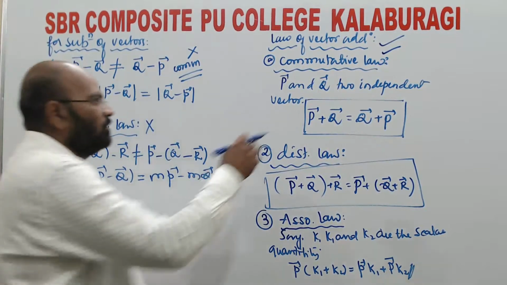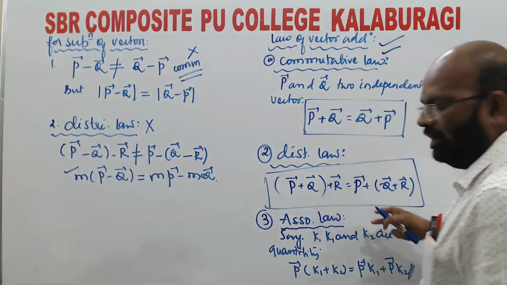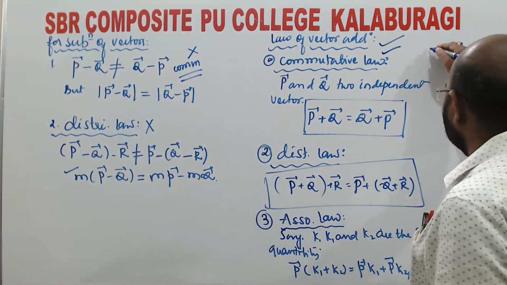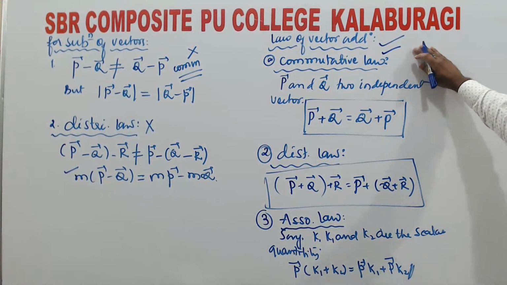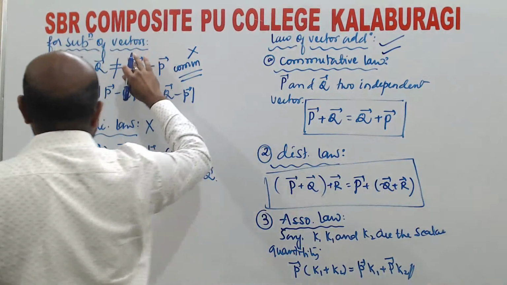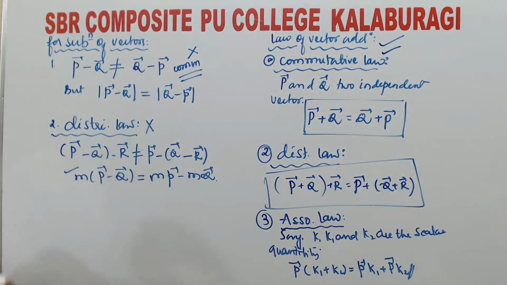It means the commutative law, distributive law and associative law are in most cases completely accepted in addition. Whereas in subtraction, the distributive law as well as the commutative law are not obeyed.